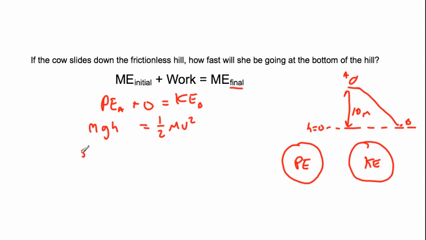Now let's put the numbers in. 500 times 9.8, this is the same cow as we had before, times 10 equals 1/2 times 500 times v squared. You can pause the video and calculate that for yourself. Did you get 14 meters per second? That's how fast the cow is going at the bottom of the hill. And we used our idea of conservation of energy to determine that. In the next segment, we'll look at another example.